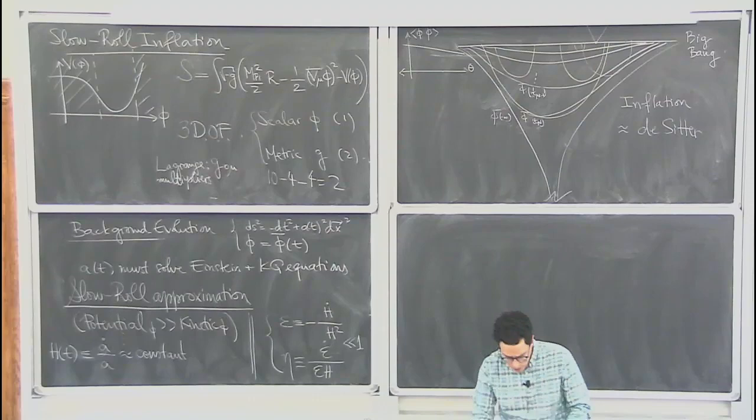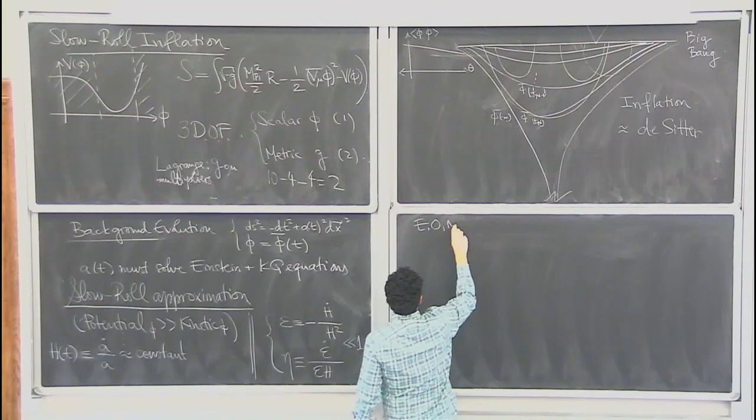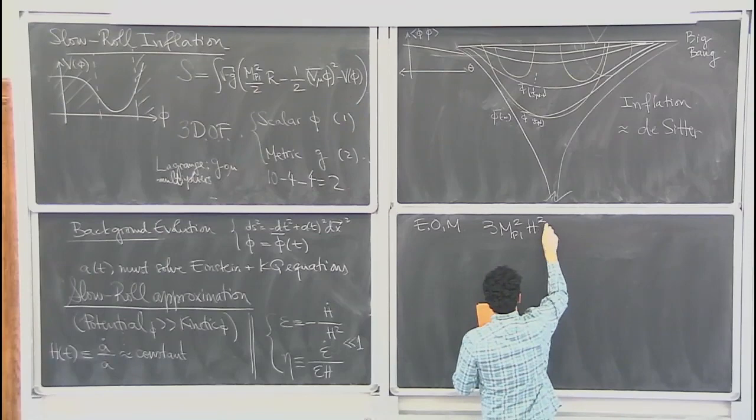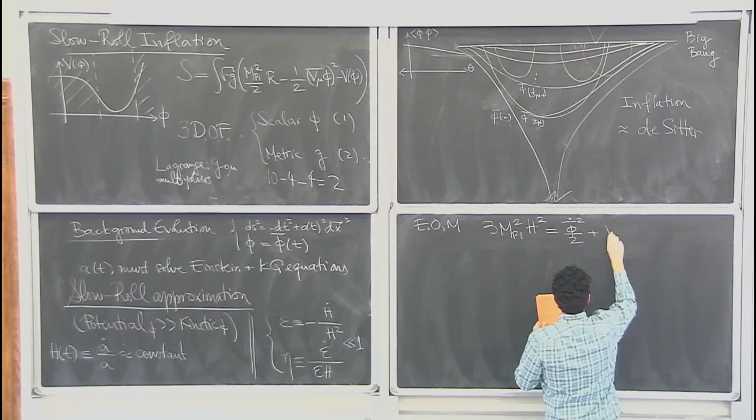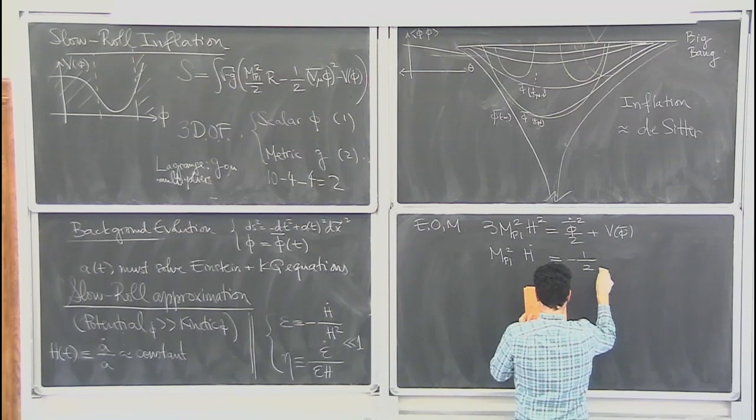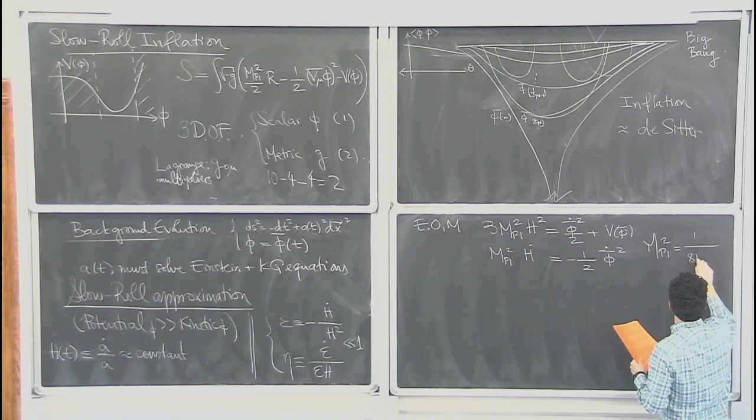Okay. Maybe I write the... So these are just definitions. What are the actual equations of motion? The equations of motion are just the Klein-Gordon equation and the Einstein equation, or Friedmann equation, I guess. So you get something like this. Okay. And if you're not used to it, M Planck squared is 1 over 8 pi G Newton.